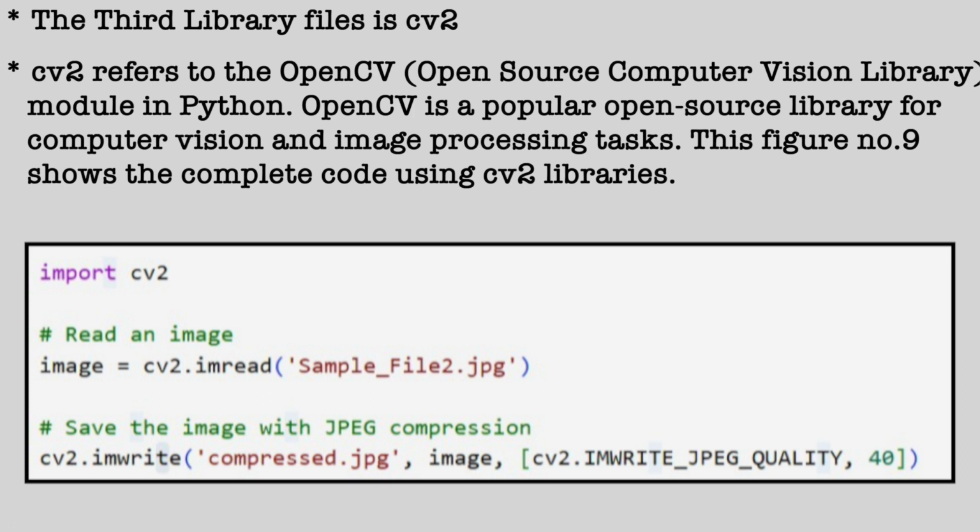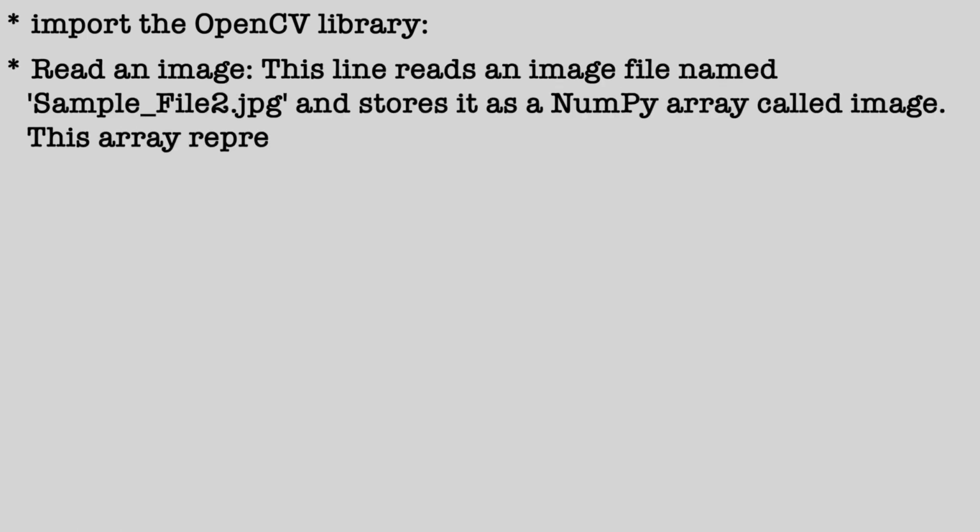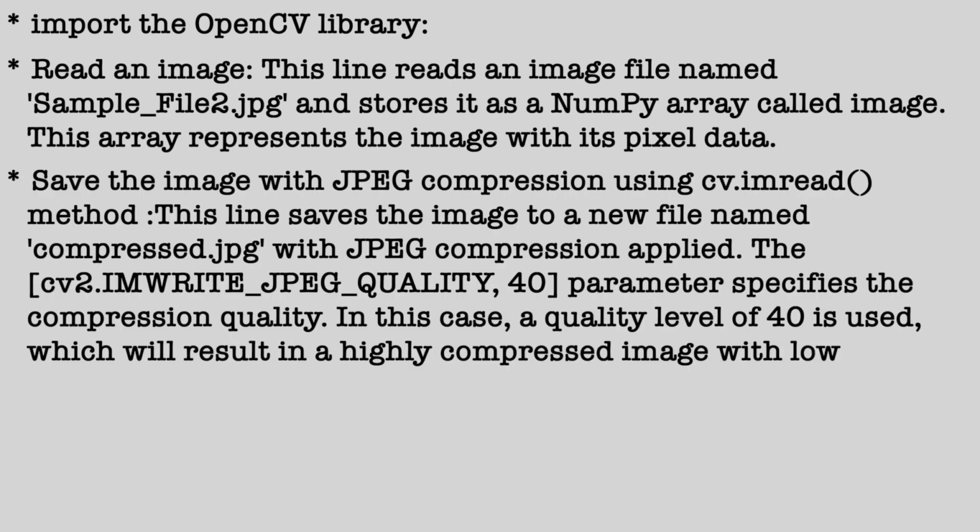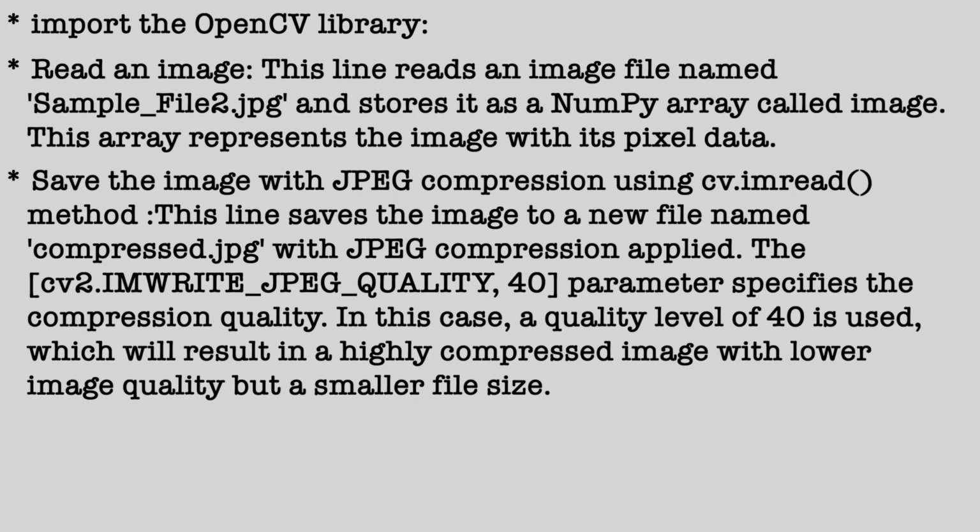The code starts by importing the OpenCV library, then reads the image. This line reads an image file named sample_file2.jpg and stores it as a numpy array called image. This array represents the image with its pixel data. Save the image with JPEG compression using the cv2.imwrite method. This line saves the image to a new file named compressed.jpg.